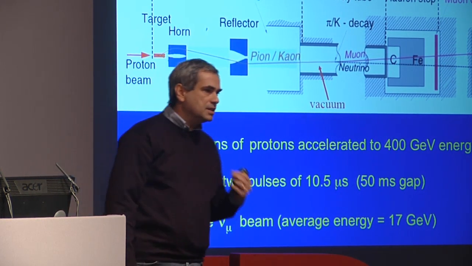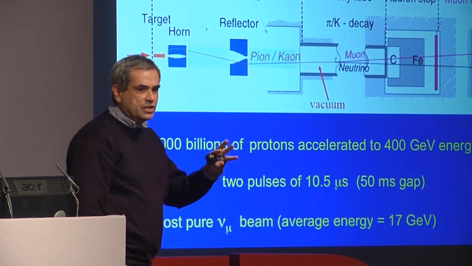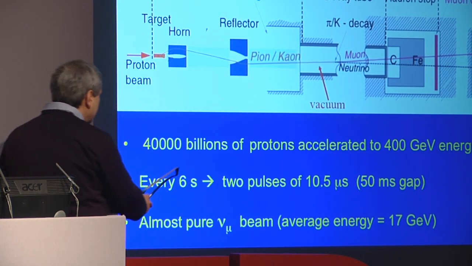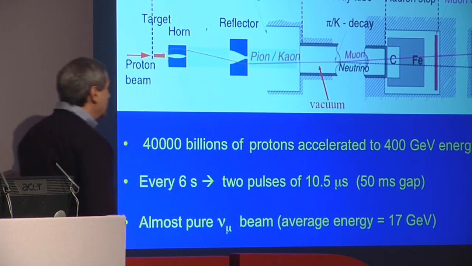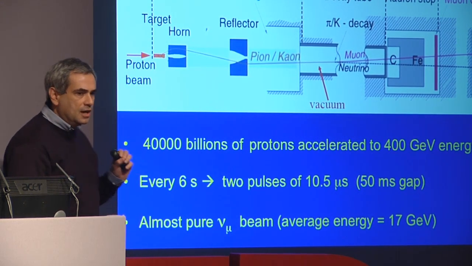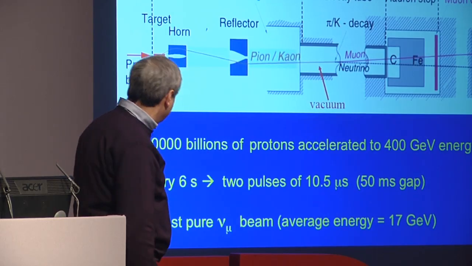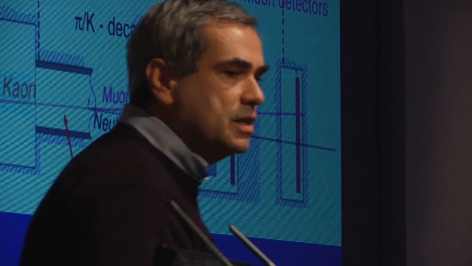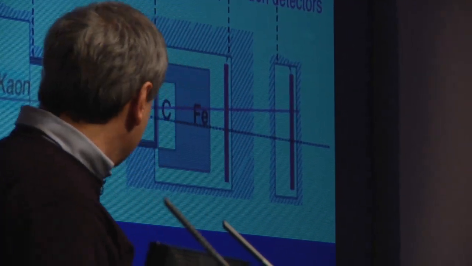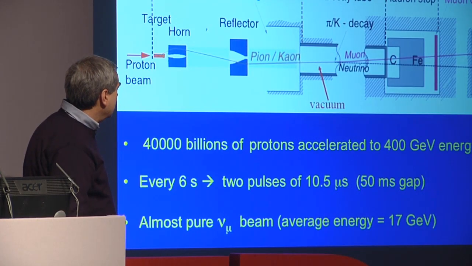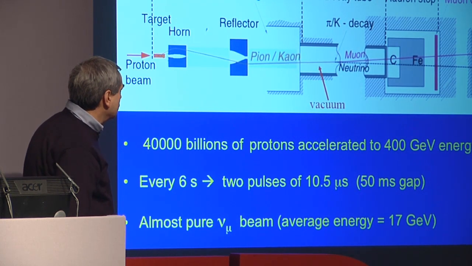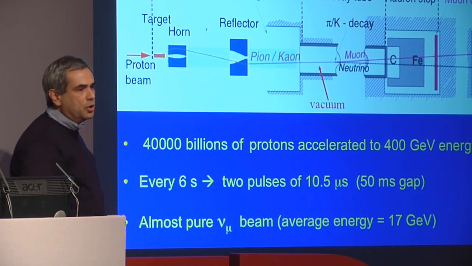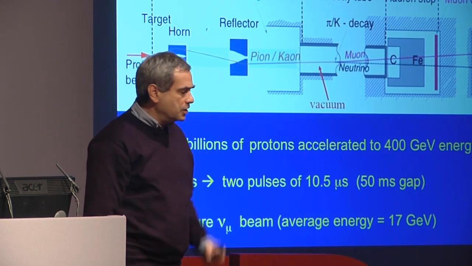This is not a continuous beam. It's a pulsed beam, which has flashes of neutrinos every 6 seconds. In particular, there are 2 flashes separated by 50 milliseconds, and each flash lasts about 10 microseconds. This already gives us a good timing, because we know when these neutrinos are produced. They're not produced continuously. So how do we know the starting time? Because we cannot measure these neutrinos. We can only measure their parents, the protons, and that we can measure with very good accuracy.